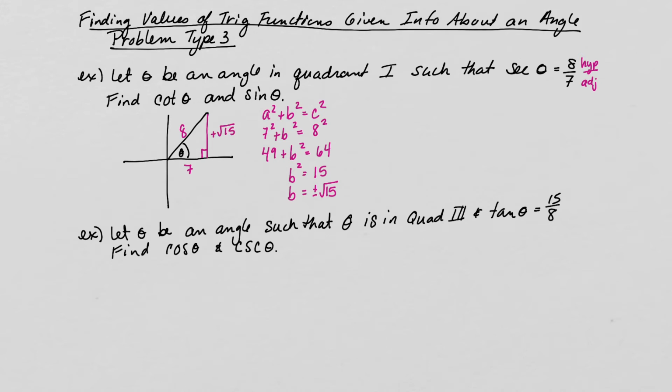Now all we have to do is look at what they wanted us to find. They wanted us to find the cotangent of theta, and they wanted us to find the sine of theta. So remember, cotangent is going to be the adjacent 7 over the opposite square root of 15. And again, you don't have to rationalize that answer. You can just leave it this way. And sine is going to be the opposite, square root of 15 over the hypotenuse, so over 8.